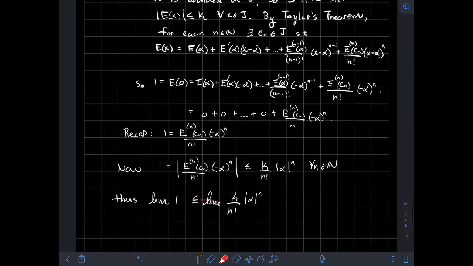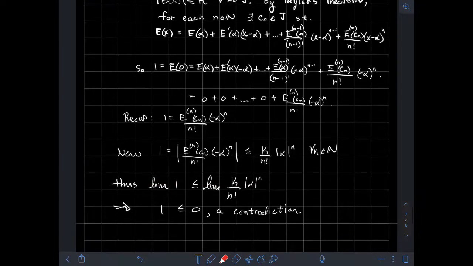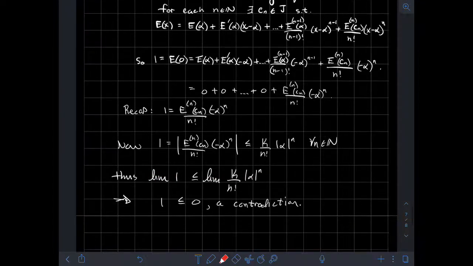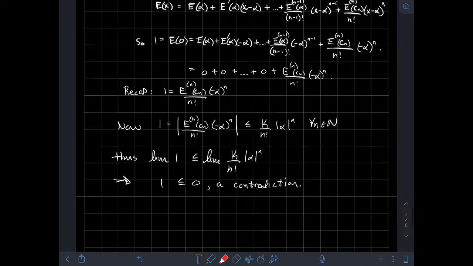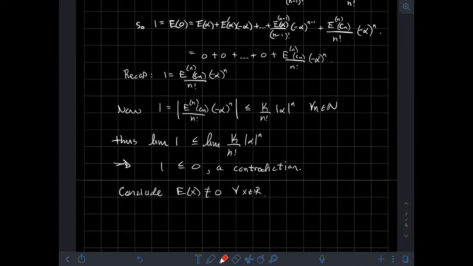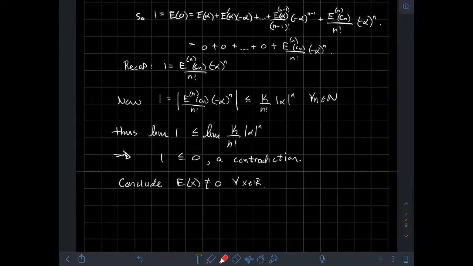You know, the limit as n goes to infinity, so this n factorial is definitely going to beat this exponent n. The factorial gets bigger way faster. So what does this say? If the limit of 1 is less than or equal to this limit, that says that 1 is less than or equal to 0, which is of course a contradiction. So we've got our contradiction. Therefore, this exponential, as we're going to call it, e of x, is non-zero for every real number. All right, so we just proved number 1.